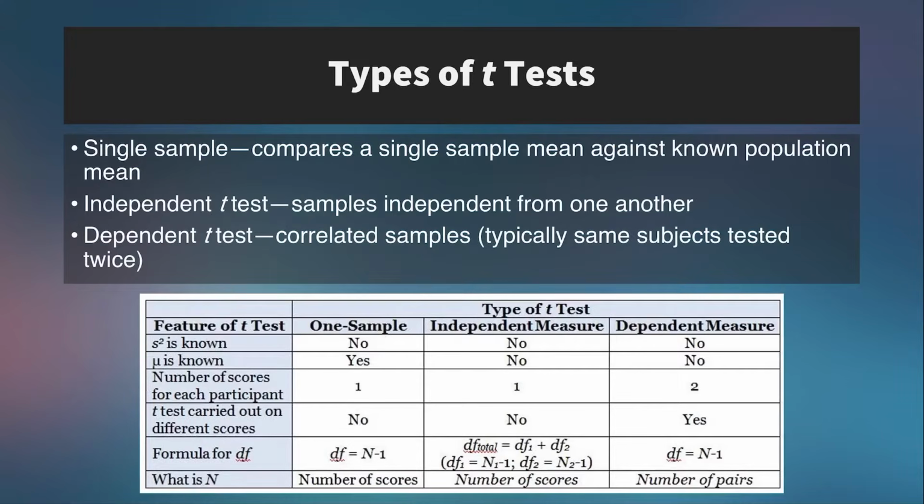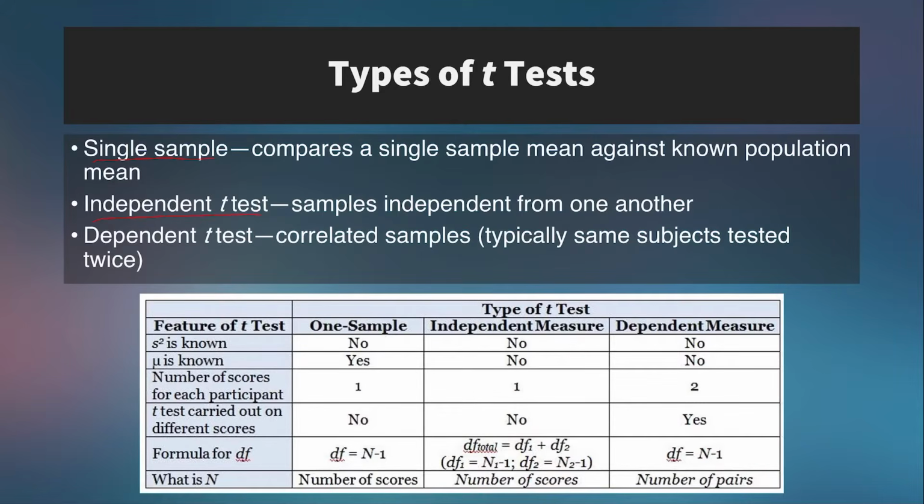Now, there are 3 types of t-tests. As I mentioned earlier, we have the single sample t-test, and this is when you want to compare a single sample against a known population mean. So let's say that you have a group of 10,000 students at your university, and you are interested in whether a group of 30 students who are involved in some sort of accelerated learning program score better on a standardized test.